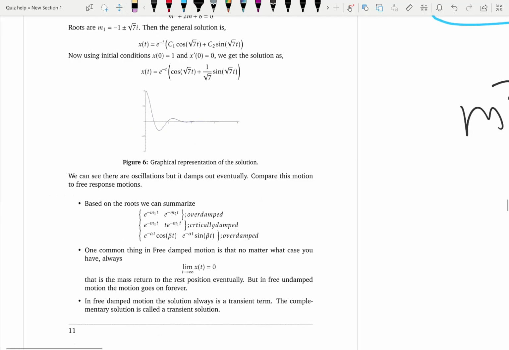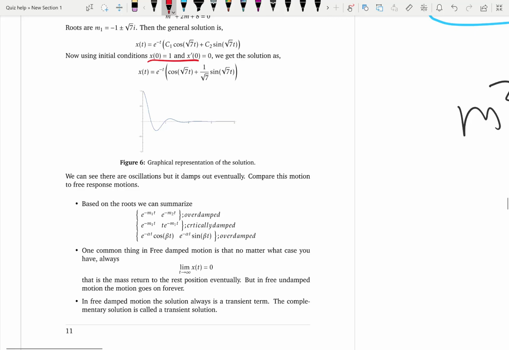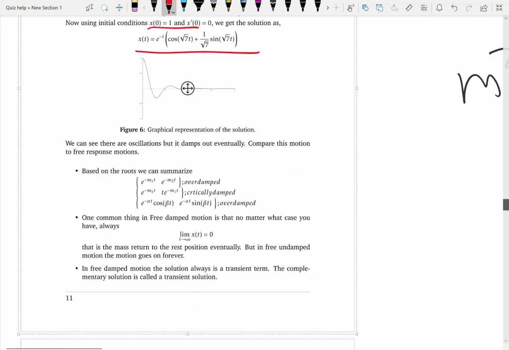I encourage you to use these initial conditions and get the solution by finding C1 and C2. I'm not going to do that here. I will leave it as an exercise.